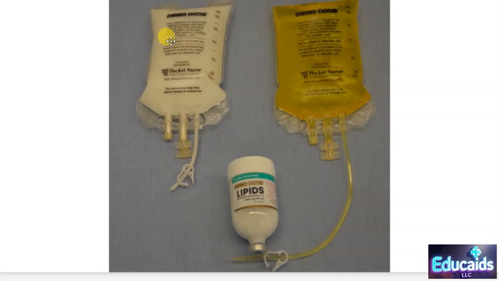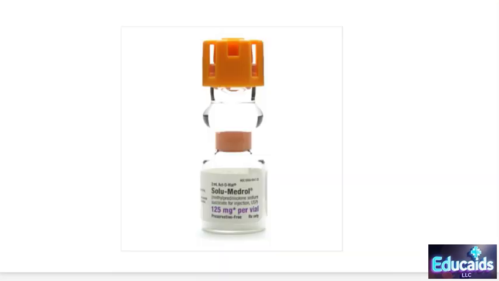And then this is lipids. A lot of times we'll give these together. This is usually over a 4-hour infusion. Also, students, with this having such a high sugar content, we always change this bag every 24 hours, and the tubing has to get changed every 24 hours. High risk for infection because of the glucose count.